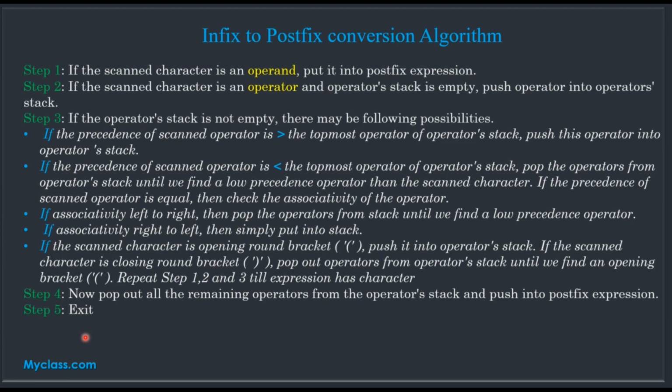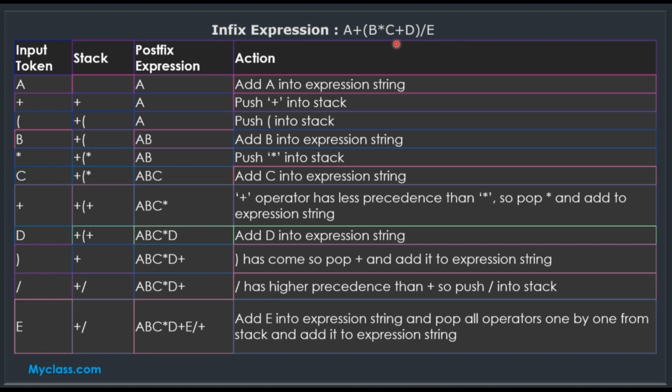Just read it one time and we are going to explain the concept with an example. Our infix expression is A plus opening bracket B star C plus D closing bracket divided by E. We are scanning from left to right. First we consider A. A is an operand. We just add this into the postfix expression. Plus is the operator and we push that operator into the stack without considering anything because the stack is empty in this case.